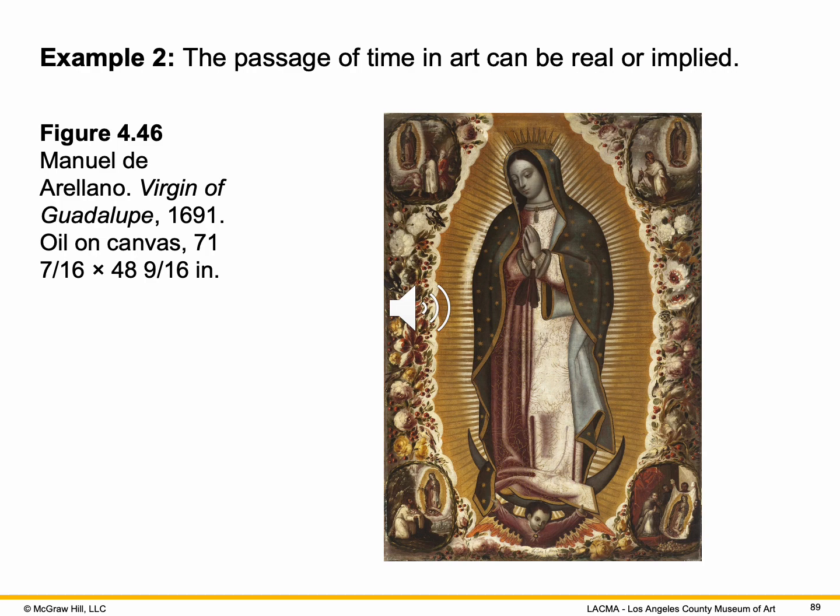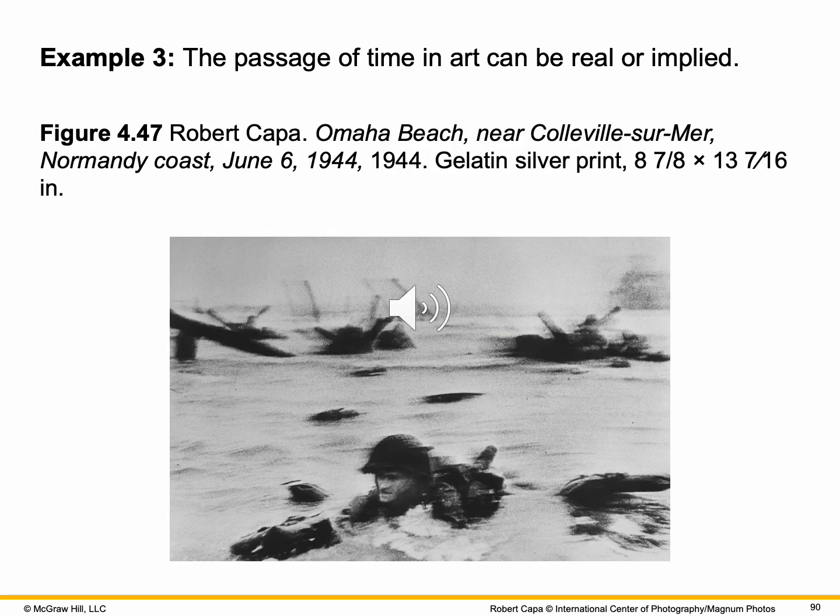As in this work, time is implied. We see the Virgin Mary in the center and also off to the side, implying that there is a story, a passage of time, different events that the Virgin has been through with a certain person or group of people. The passage of time can be seen here in Robert Capa's photograph.